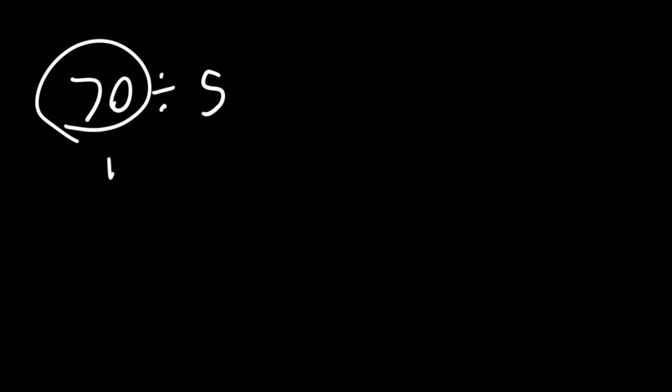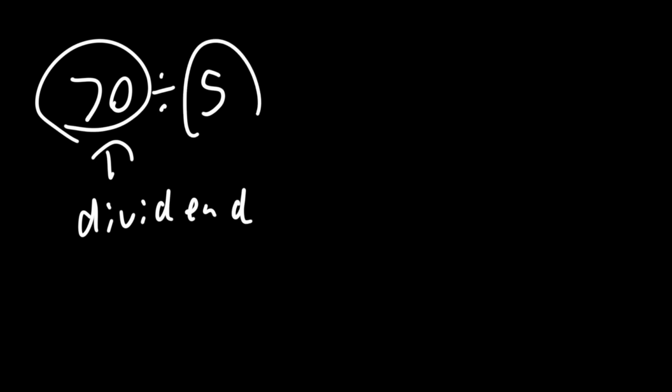Now, that's a lot of work just for dividing 54. Is there an easier way we can divide large numbers? So let's say we had 70 divided by 5. Is there an easier way we can solve for this? Notice how 70 is the dividend and 5 is the divisor.